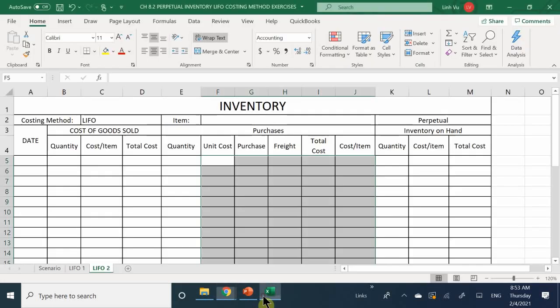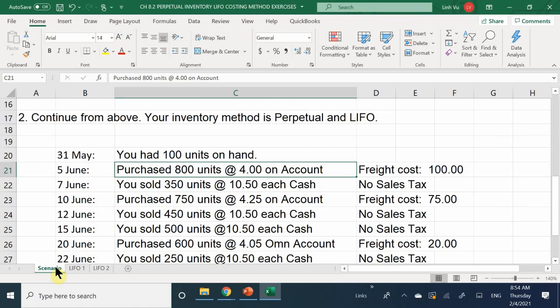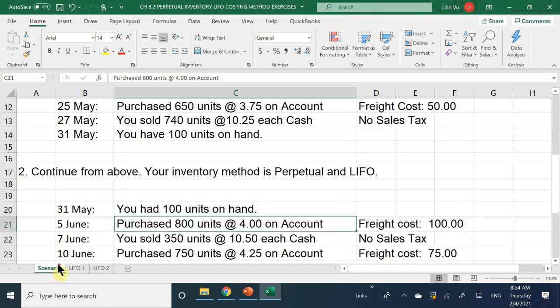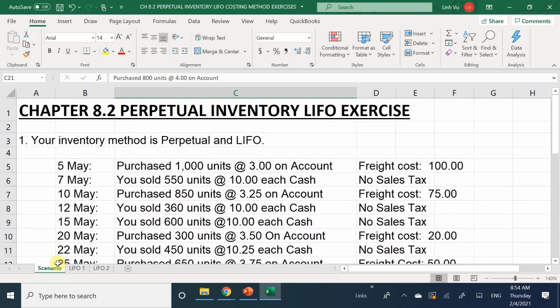Okay, so let's go ahead and dive right into our exercise. Let's go ahead and get started. So here we have the chapter 8.2 perpetual inventory exercises. So here your inventory method is perpetual and we are using LIFO.